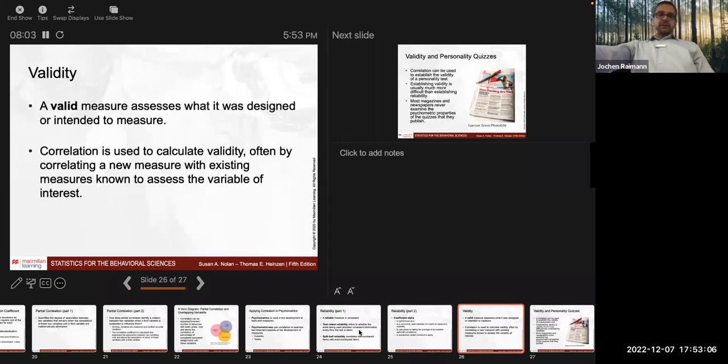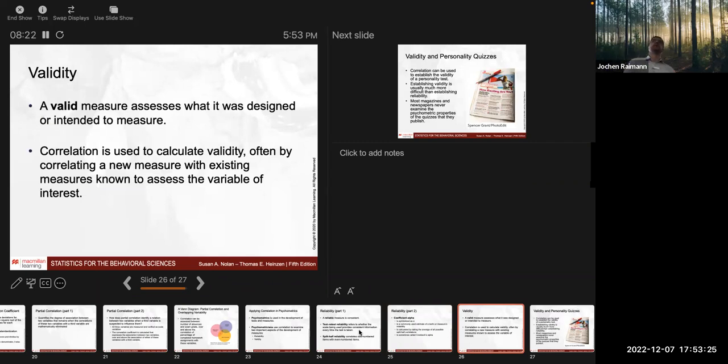Lastly, a valid measure is basically a measure that assesses what it was designed or intended to measure. So correlation is used to calculate validity often by correlating the measure with existing measures known to assess the variable of interest. So what does that mean?